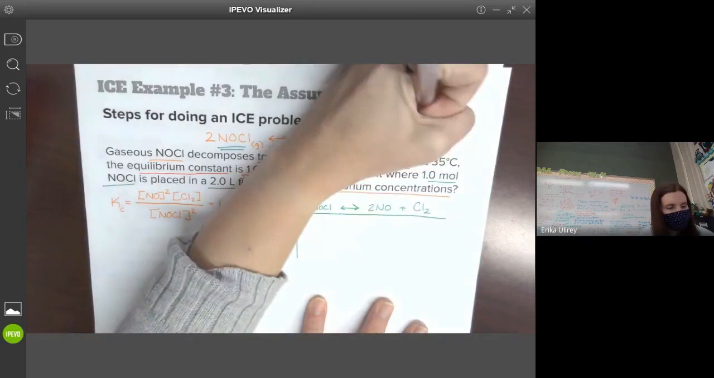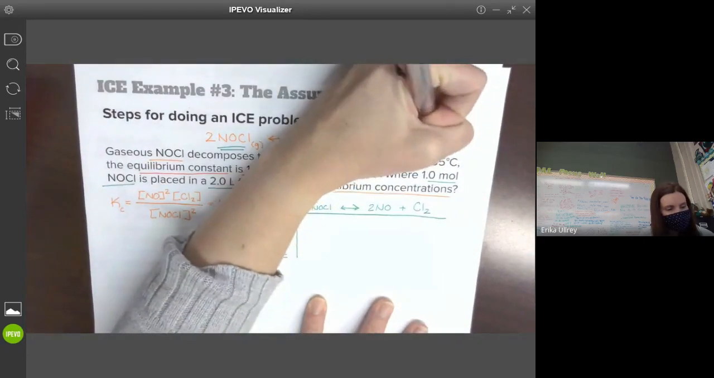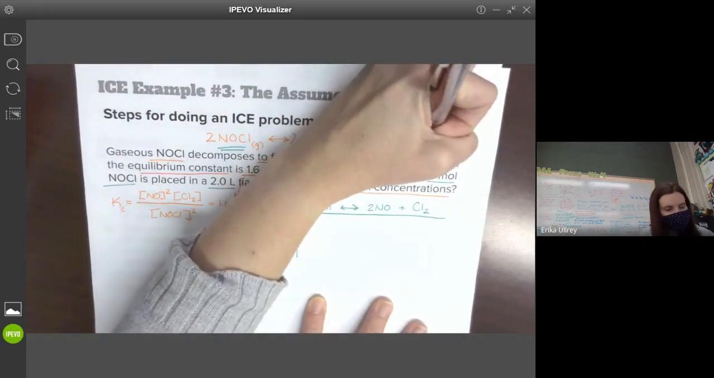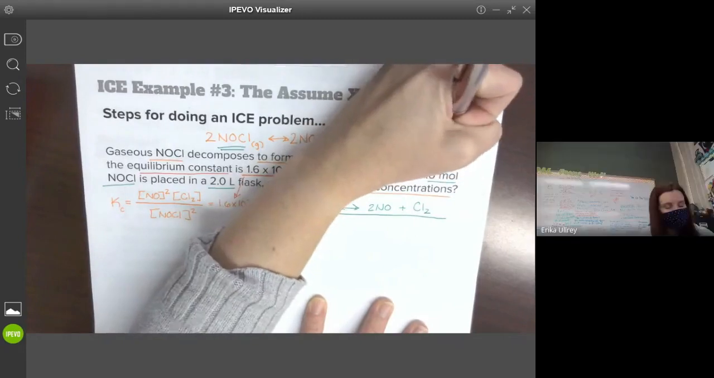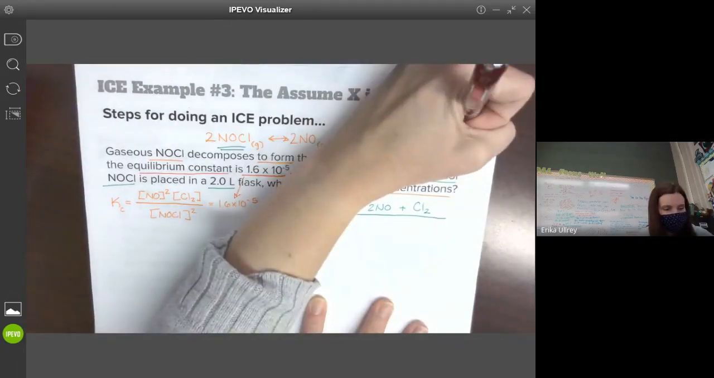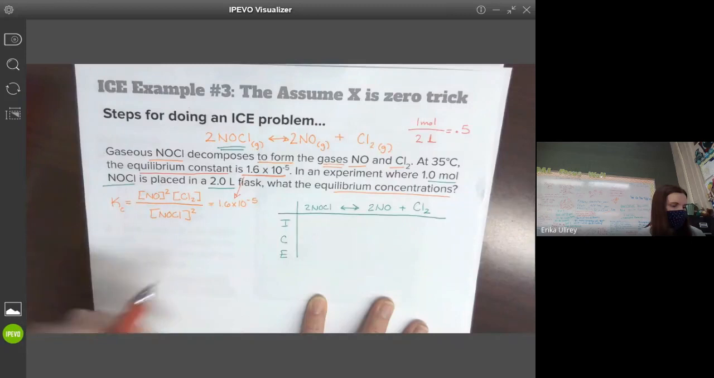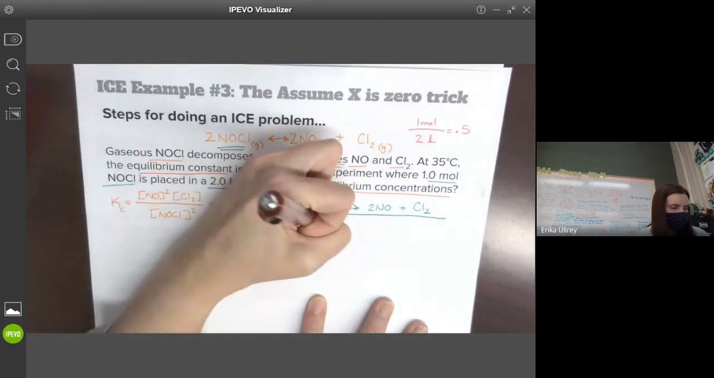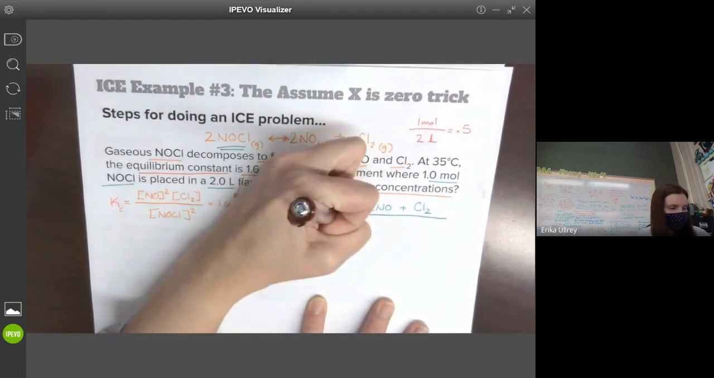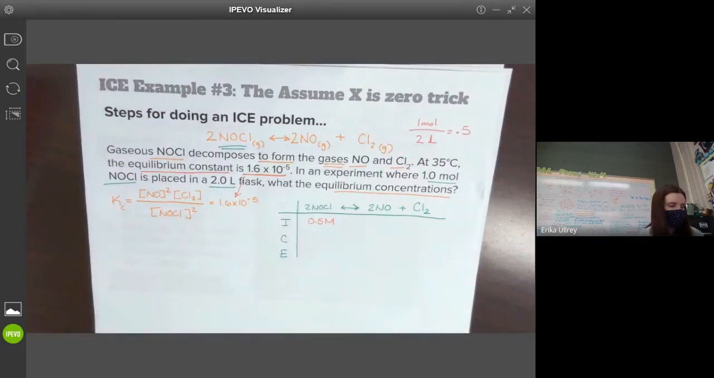So I have 1 mole in 2 liters. 1/2. Yes, so that's going to be 0.5. Okay, so what that means is that we have 0.5 molar of NaCl. Okay, what about my NO and my Cl2 to start with, Connor?